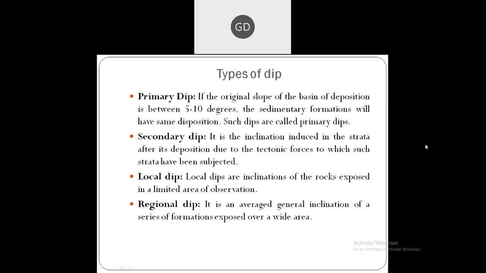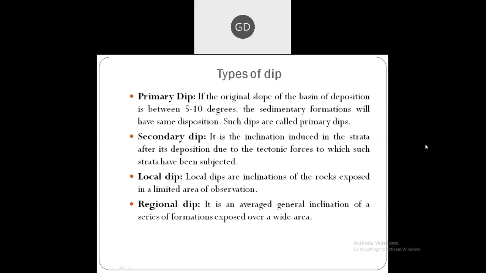Next is your secondary dip. Secondary dip is the inclination angle induced in the strata after its deposition, due to the tectonic forces to which the strata have been subsequently subjected. Secondary dips may range in value up to vertical. In fact, such forces may even cause overturning and inversion of the strata. So the secondary dip is basically the inclination in the strata after the deposition due to all these tectonic forces.